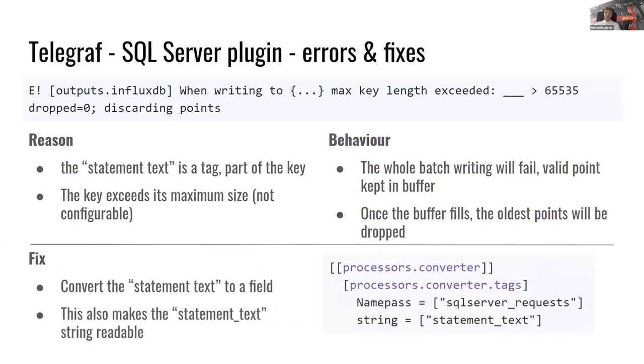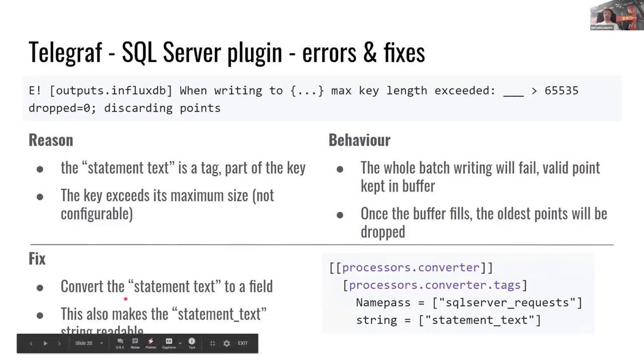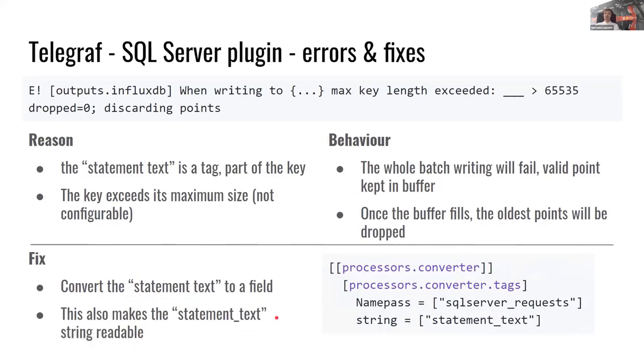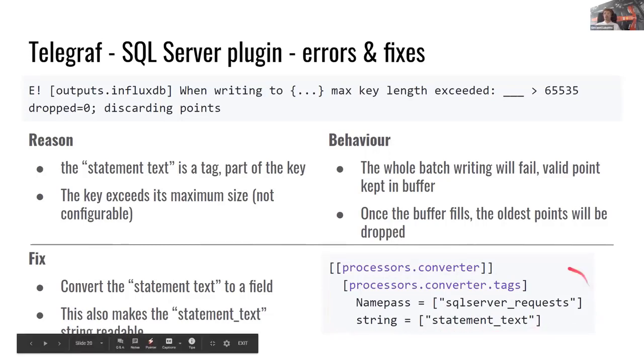To fix this, you just need to convert this statement text from a tag to a field, which is another type of column in InfluxDB, which is not part of the key. This also will make the statement text readable, because when it is saved as a tag, it will be just a huge one-line string with every special character, like the carriage return, encoded as \n or something like that. So it's really unreadable in that way. To fix that, you just need to use this, which is a processor plugin which converts a tag to a string field.